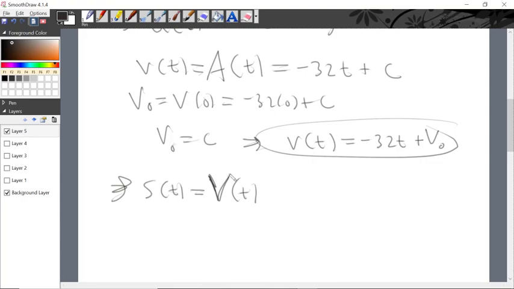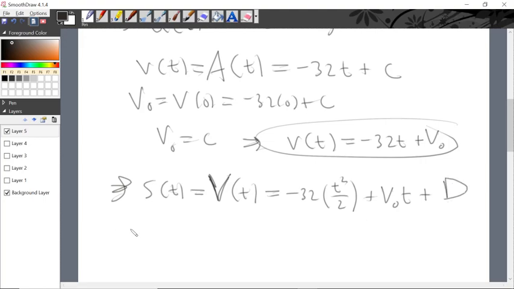Okay, so that's an uppercase V right there. So we get negative 32 times t squared over 2. That's reversing the general power rule right there. Plus v0 times t, right, antiderivative of a constant, plus a new constant. Okay, let's call this constant d.